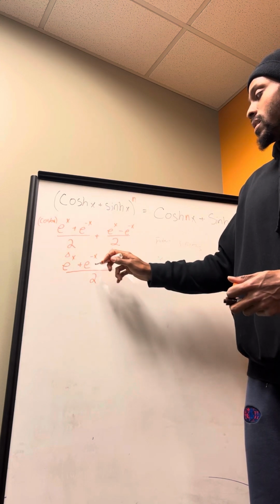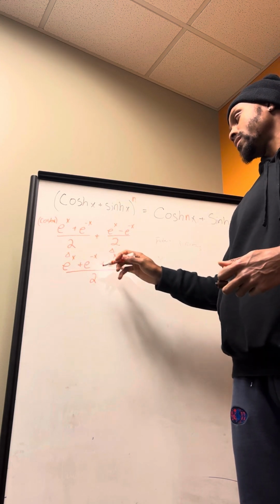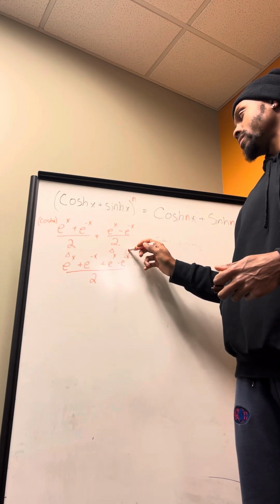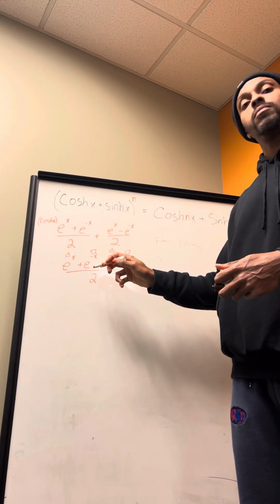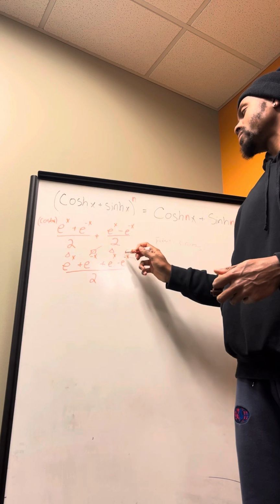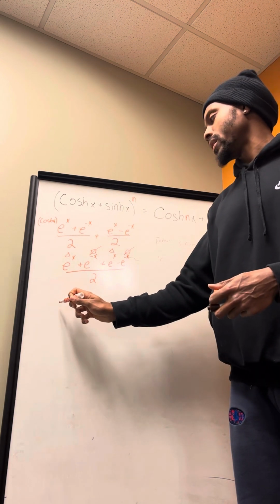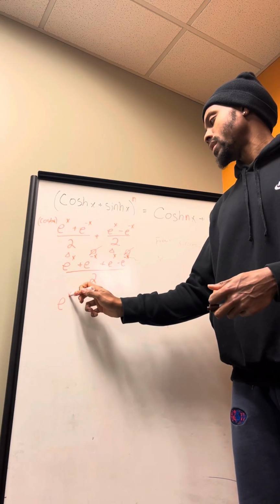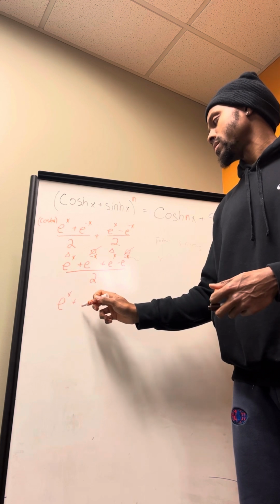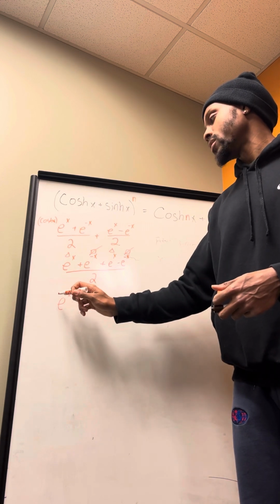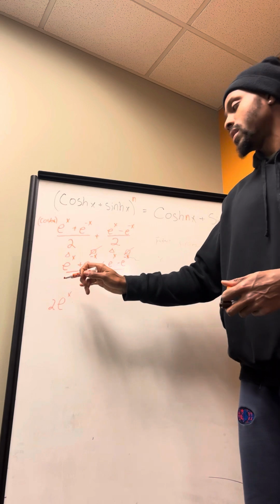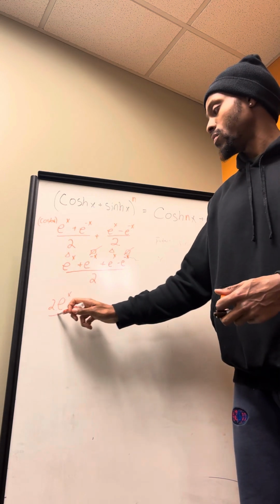And ironically, these cancel out. We got a plus e to the negative x minus e to the negative x. I'm gonna put a box over both of them, and since they both cancel out, I'm just gonna cancel the box. And then we have e to the x plus 2e to the x over 2.